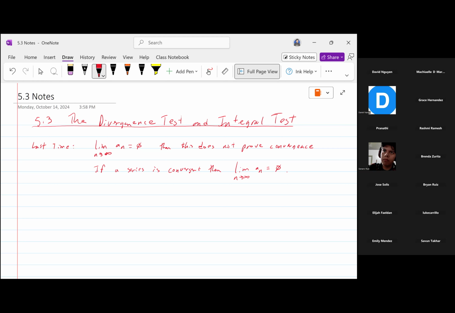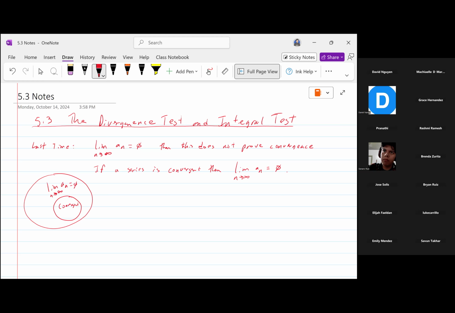So if you were to look at a Venn diagram here, we would say, if it's convergent, then the limit of a sub n as n goes to infinity is equal to 0, right? But there are things like the harmonic series that are outside of convergence.